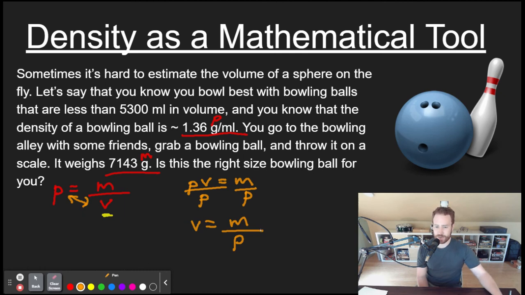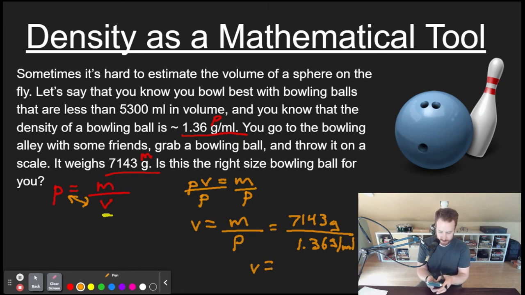So now we just plug in our mass, 7,143 grams. We plug in the density, 1.36 grams per milliliter. And we get that the volume, once we plug it into the calculator, is 5,252.205.